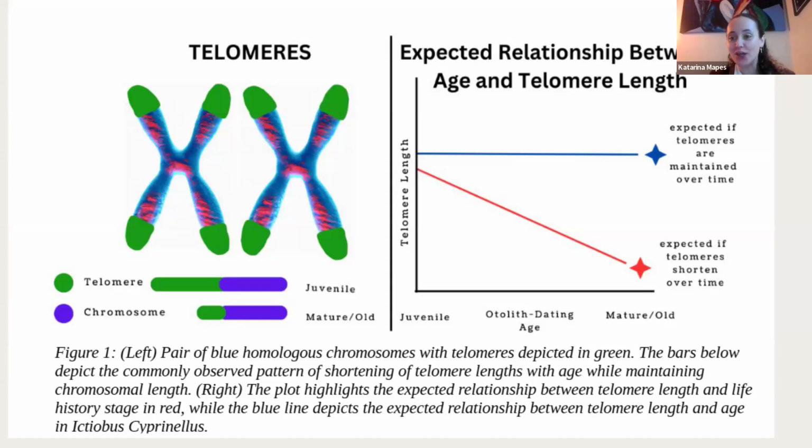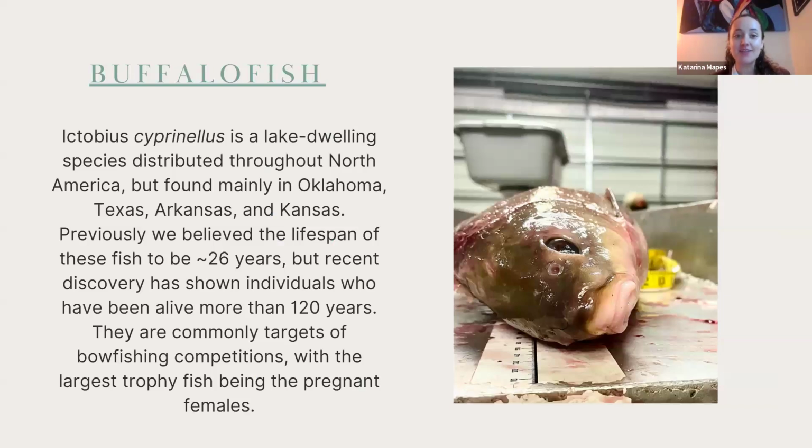So what species am I talking about specifically? My study species, Ictiobus cyprinellus, commonly known as the bigmouth buffalo fish. It's distributed throughout North America and is native to where I am here in Oklahoma.